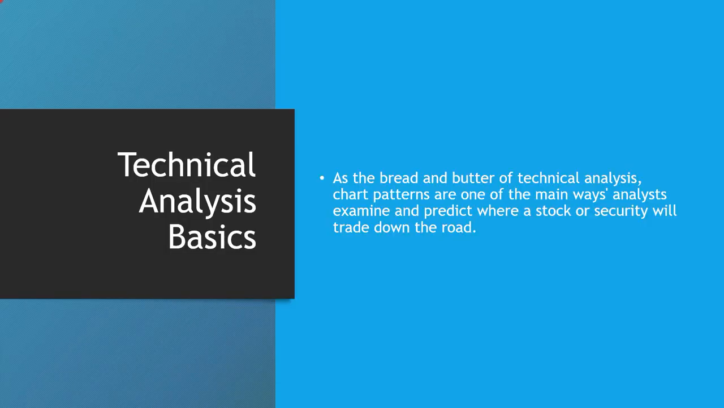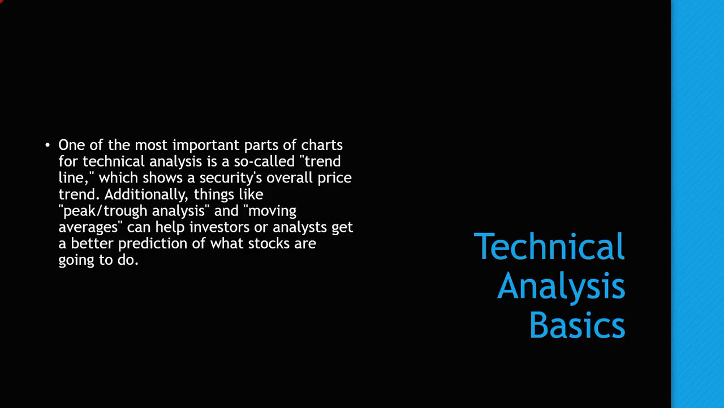So, as the bread and butter of technical analysis, chart patterns are one of the main ways analysts examine and predict where a stock or security will trade down the road. Now, one of the most important parts of a chart for technical analysis is called a trend line. Okay, uptrends, downtrends, sideways trends. Now, a trend line is slightly different than a trend because a trend line has a set of rules about how to draw it.